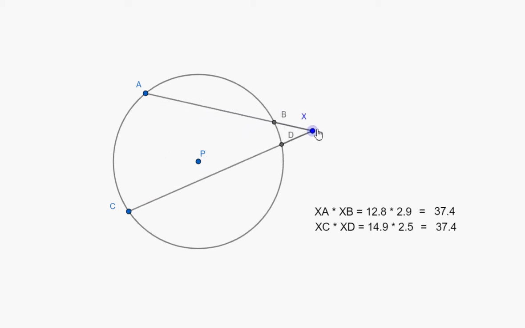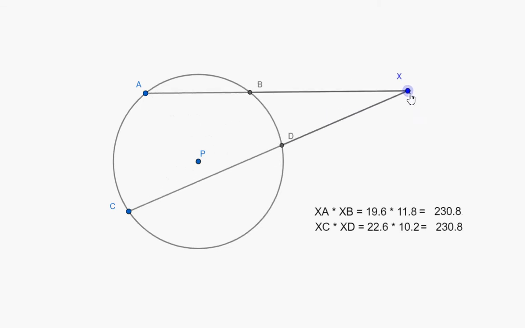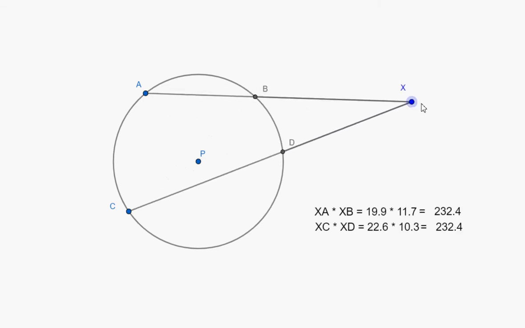There's also a two-secant version, so quite remarkably, this idea holds even if the point is outside the circle. Again, XA times XB is XC times XD, and you can see that here.